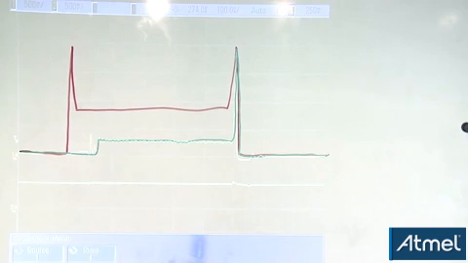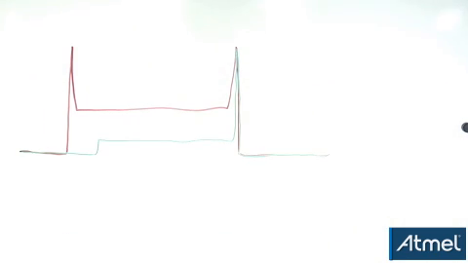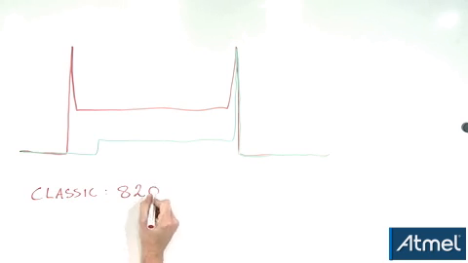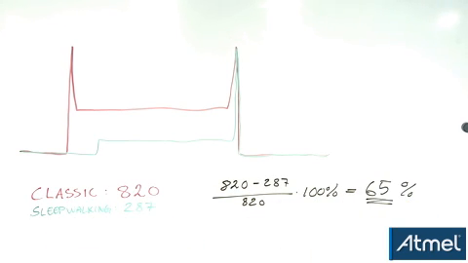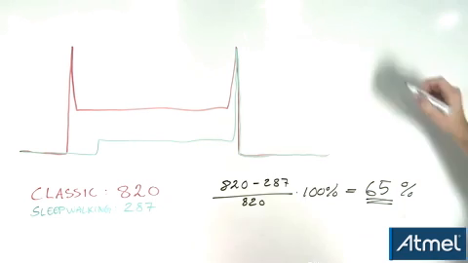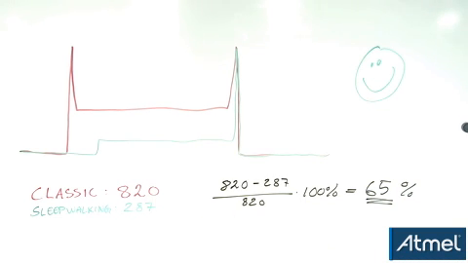The red curve is without sleepwalking, and the green one is with sleepwalking. Agreed, these plots are rough, but a quick calculation indicates that the power consumption is cut by about 65%. We're using about 1/3 of the power that we used in the classic mode.